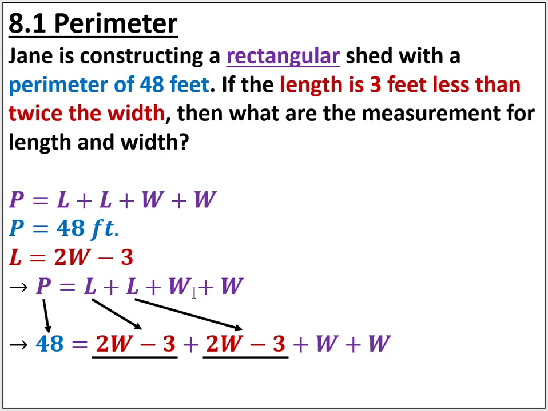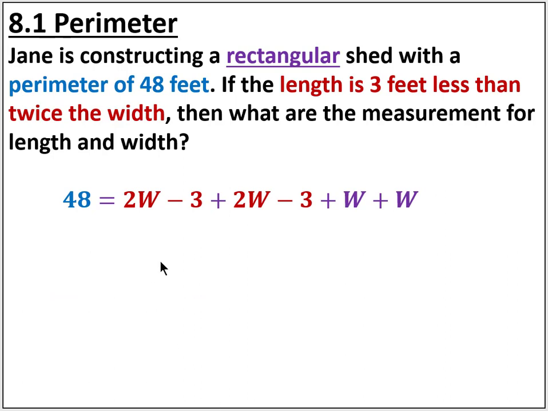So to repeat, it's hard to solve for two variables when we have one equation, which is why we plugged in what length is, 2W minus 3. When we plugged in, we changed L in terms of W. So this way we can combine all the W's together, and we only have one variable, which will make it easier to solve. So what I'm going to do is combine like terms.